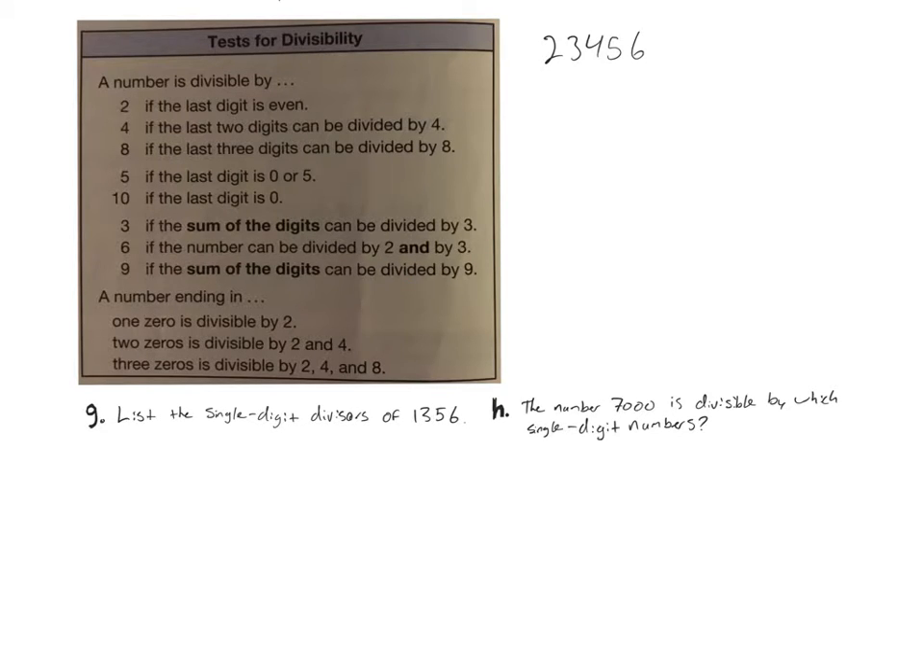So let's see if we can try these. It says list the single digit divisors of this, or which single digit numbers can be divided into this one, 1,356.